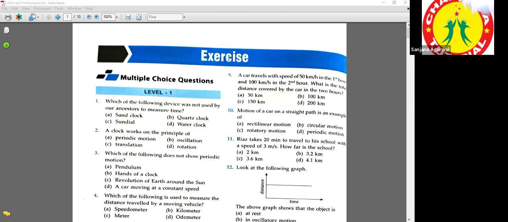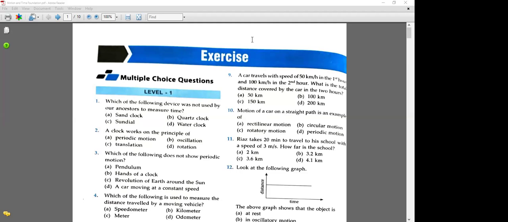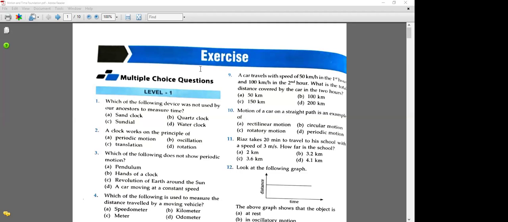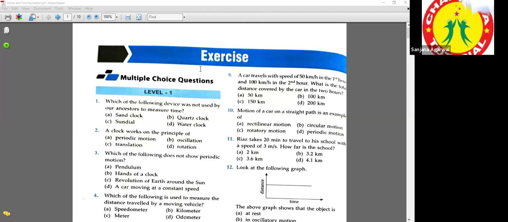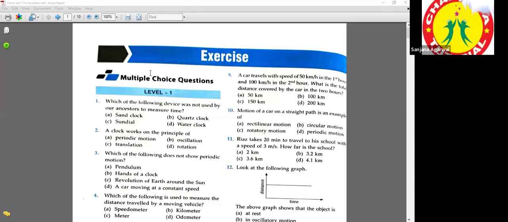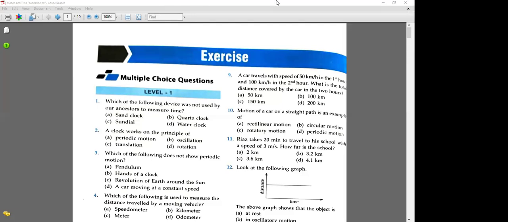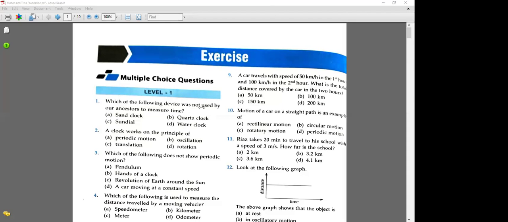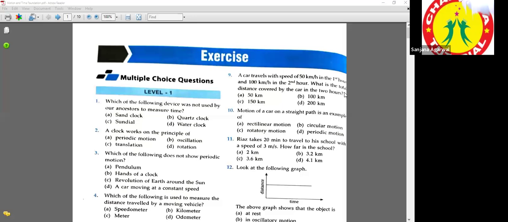So, start telling the answers to the first one. I'm asking you to start telling the answers for the level 1 questions, beginning from the first. Which of the following devices is not used for messaging? No, we can discuss, not in chat. I think a better way is that I should call upon the names. Ma'am, is the answer B? Ma'am, should we put the answer in chat? No, not in chat. I'll call your names.